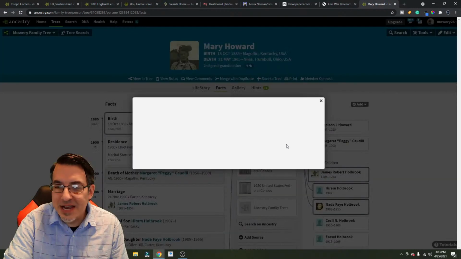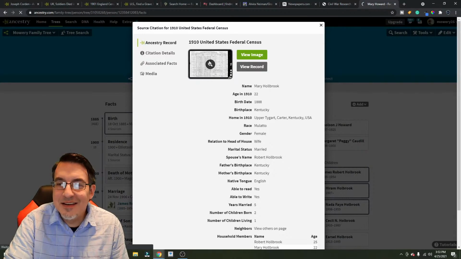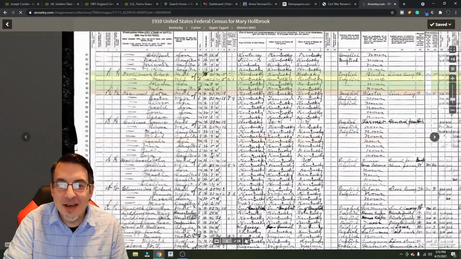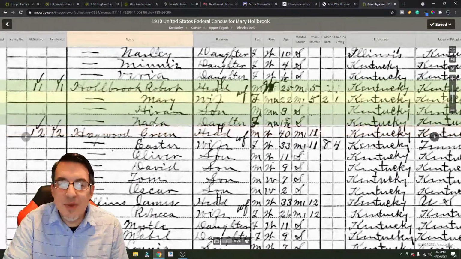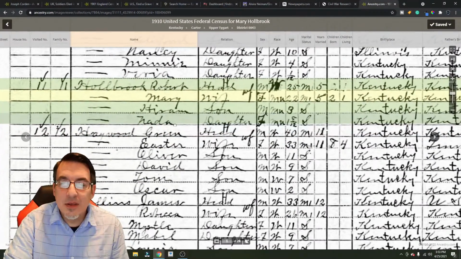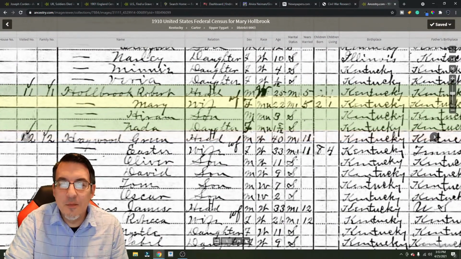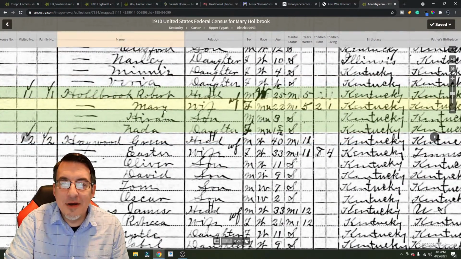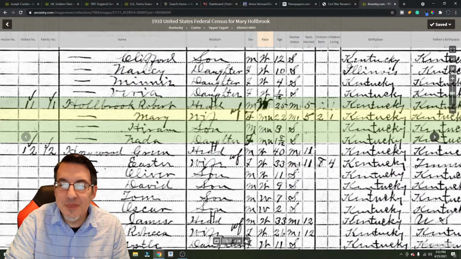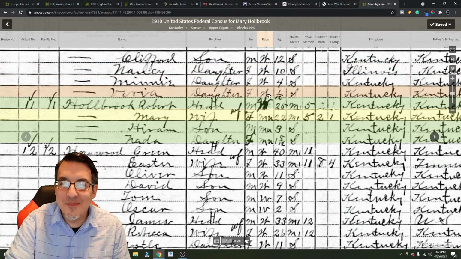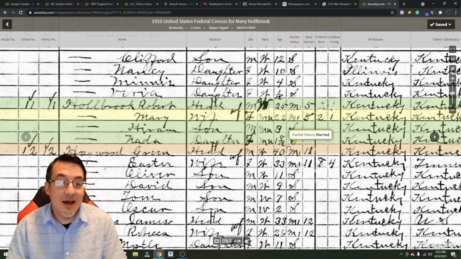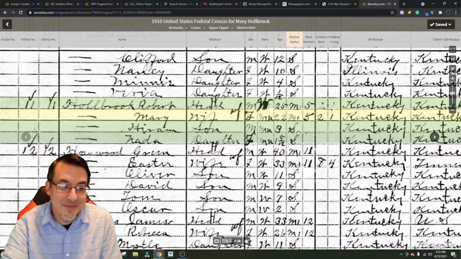Let's take a look for a second at the 1910 census in Carter County, Kentucky. So Nada is my great-grandmother, okay? Nada had just been born. She's not even 2 years old in this census record. Robert and Mary are my great-great-grandparents, the ones I just showed you that picture of. Now, take a look right here at race. Robert is white. Mary and their 2 children, Hiram and Nada, are MU.